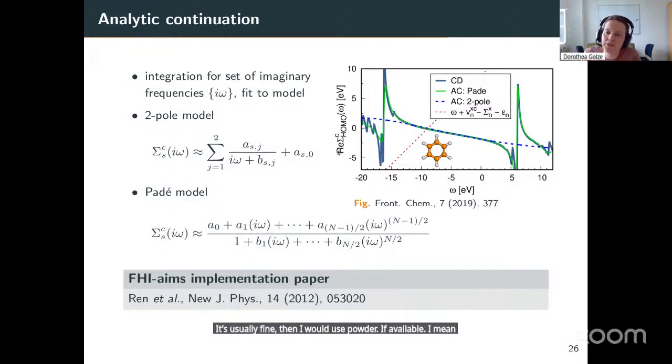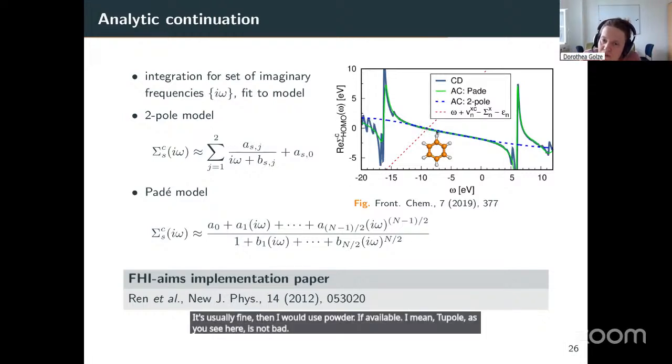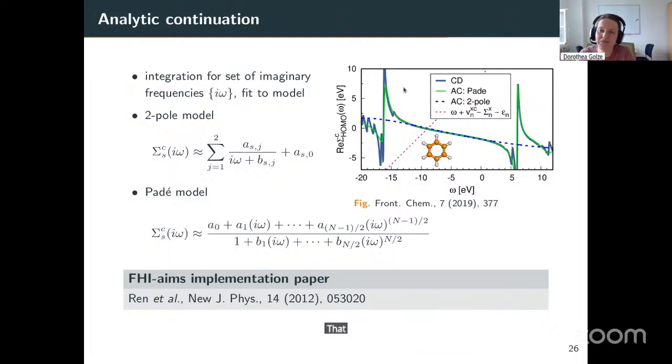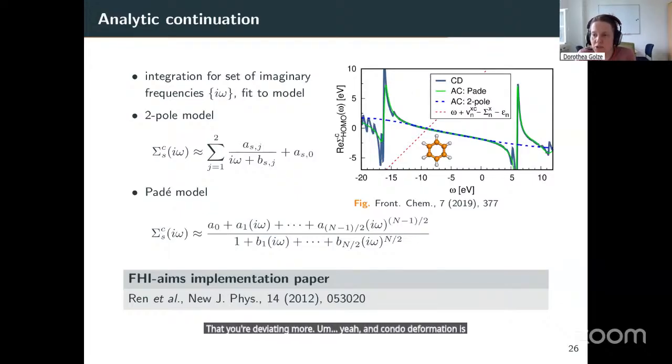I mean, two-pole, as you see here, is not bad, right? So it still averages through it. It's more that if your pole is too close by, then it could happen that you deviate more. And contour deformation is really stable, so there's no issue at all.